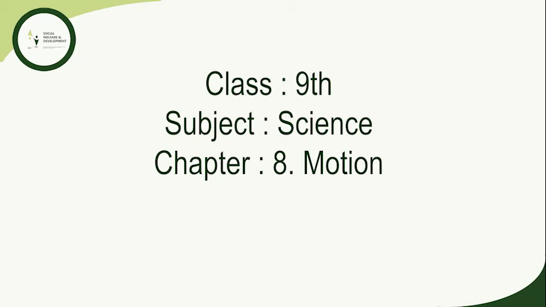Now to find the total distance it travels during the application of brakes, we will use the formula s is equal to ut plus half at square. By substituting the values, we get the answer as 12 meters. I hope you have understood the part up till now. So now the next part is uniform circular motion.